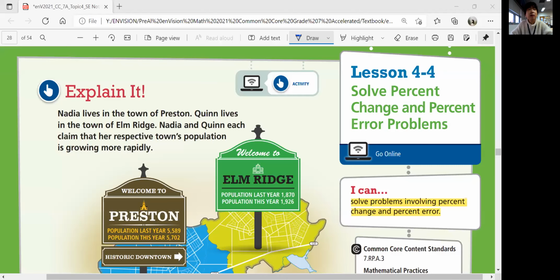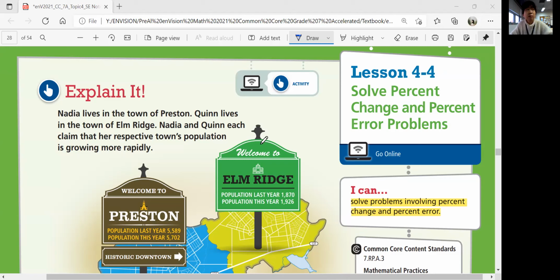Hi, this is Pre-Algebra, lesson 4-4, solve percent change and percent error problems. In this lesson, you'll be able to solve problems involving percent change and percent error. Let's look at explain it.